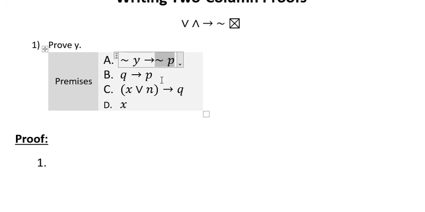Where do you get positive P? With premise B. With the second premise, you can get P if you have Q, but you don't have Q. How could you get Q? With the third one. With the third one, I could get Q if I had this one, X or N. Do I have X or N? No, but I have X. So let's begin with that.